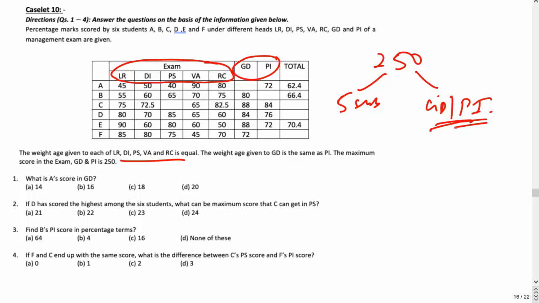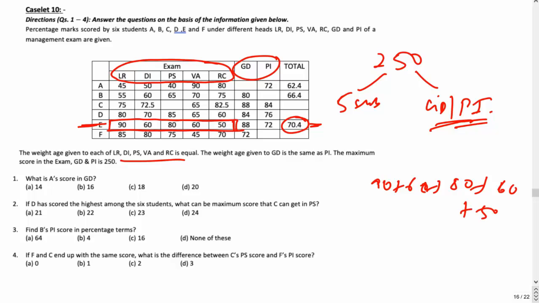So how you can think about it quickly is this particular row. You can see this row is completely filled, so the total is 70.4. This is the overall average. If you look at these 5 subjects, 90, 60, 80, 60 and 50, if you add them, this will come out to be 150, 230, 290 and 340. 340 divided by 5, your answer is coming 68. The overall average till here, for 5 subjects, is 68.